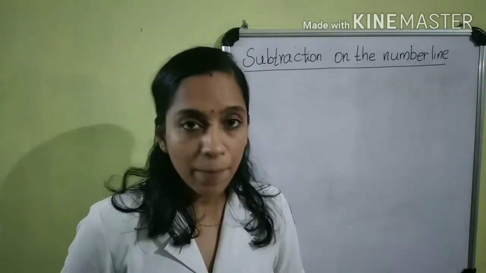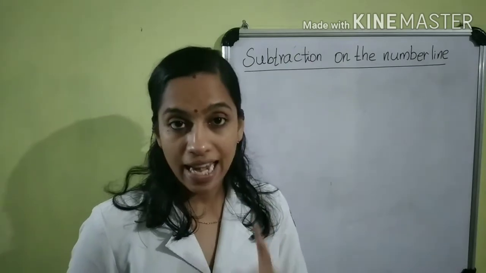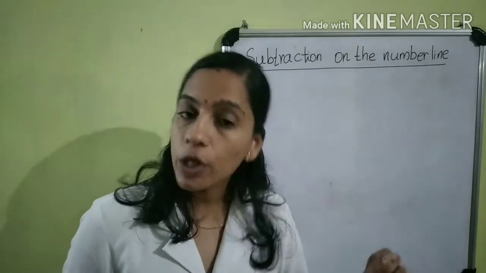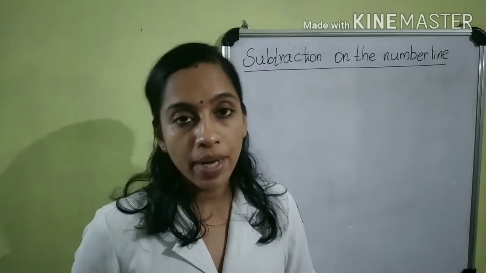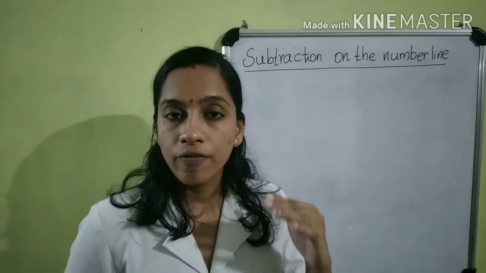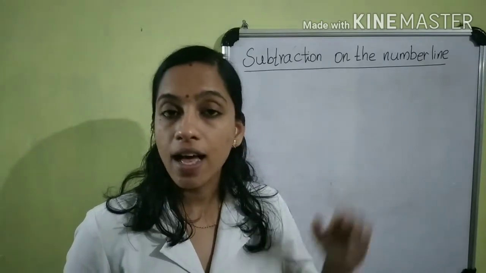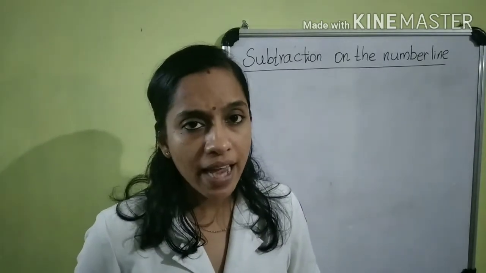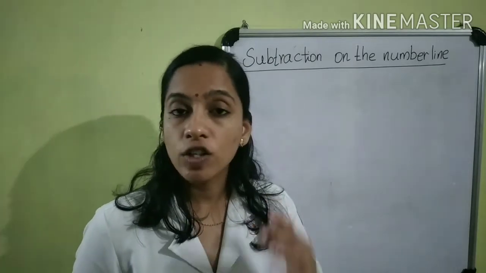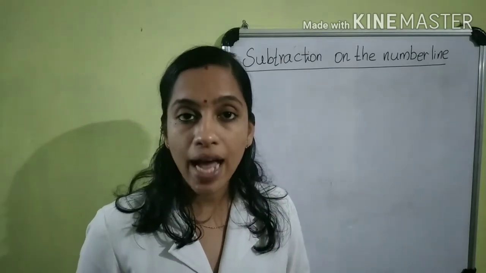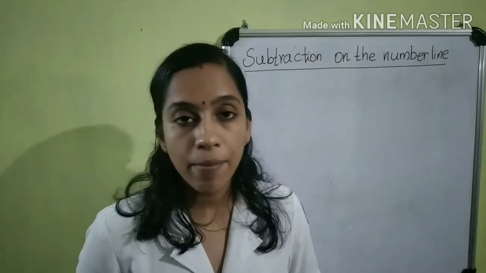Today, we will learn subtraction on the number line. Are you ready? Okay. Tell me, children, what is a number line? Yes, a line with numbers at equal distance is called a number line. We have learned addition on the number line in the last chapter. Did you remember that? Okay. Today we are going to learn how to subtract numbers using the number line.